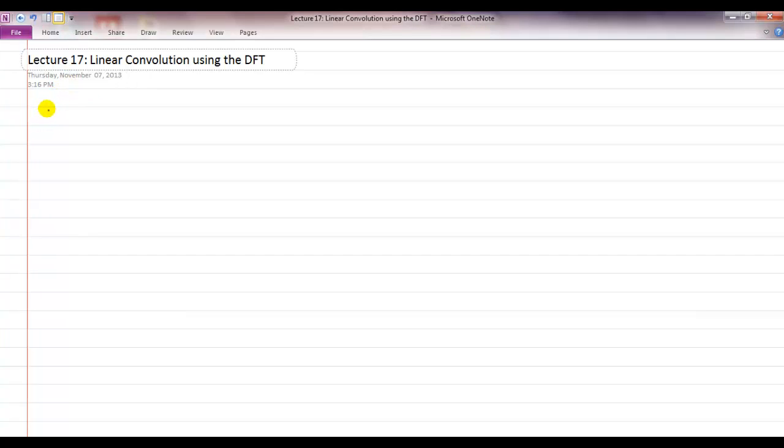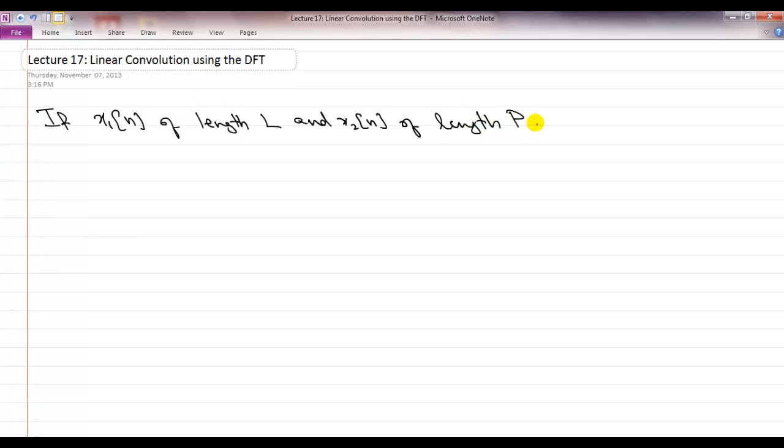In the last class, we had ended up discussing how circular convolution equals linear convolution. And what we had said was basically that if you are given x1[n] of length L and x2[n] of length P, then this means that their convolution x3[n], which is x1[n] convolved with x2[n], has length of L plus P minus 1.